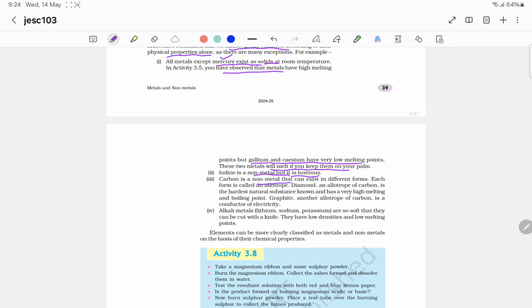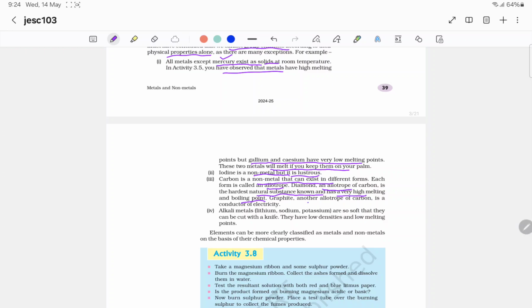Carbon is a non-metal that can exist in different forms. Each form is called an allotrope. Diamond, an allotrope of carbon, is the hardest natural substance known and has a very high melting and boiling point. So we say that metals are hard, but here one of the non-metals is the hardest substance, that is the diamond, which is an allotrope of carbon.